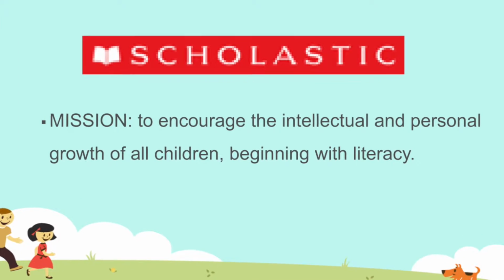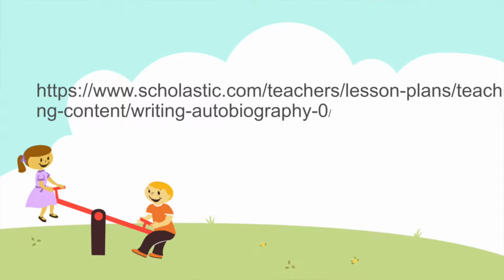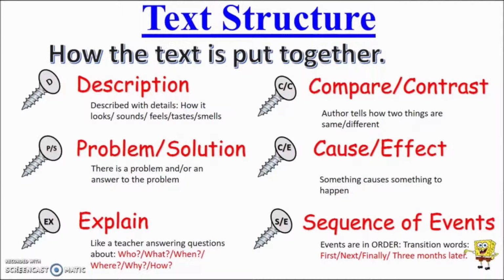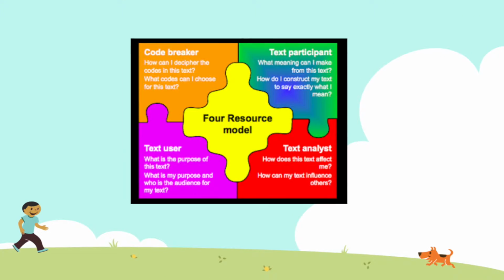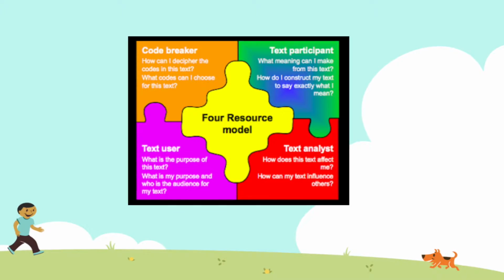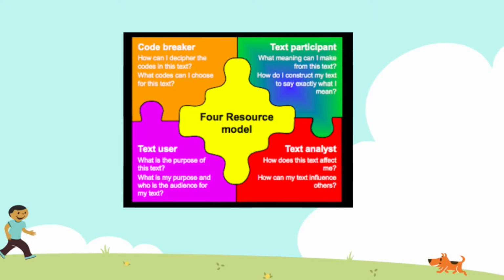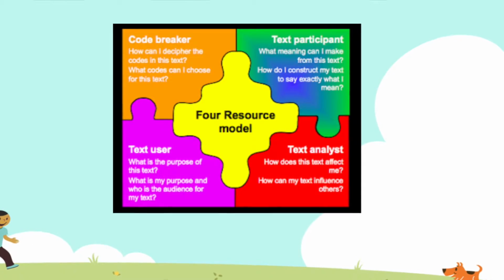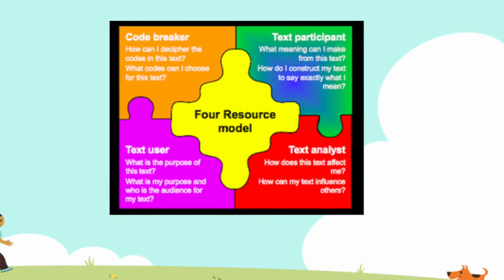The recommended resource comes from Scholastic, and the writing lesson supports children to write their very own autobiography. Before the lesson, we'll assume that students have a good vocabulary, an understanding of text structure, phonemic awareness, and letter sound knowledge. They would also have mastered all components of the 4 resources model and be fluent in breaking the code of texts, participating in meaning, using text functionally, and critically analysing what they read.